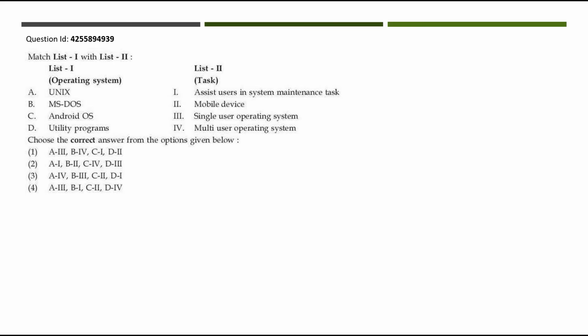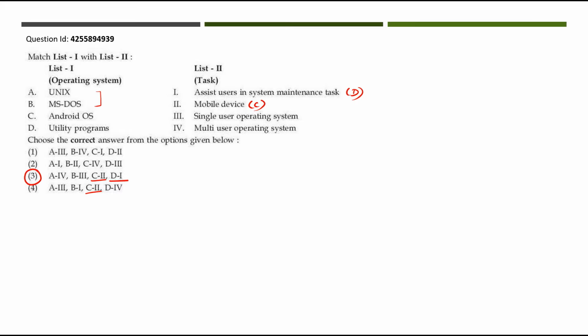Next question, match list 1 with list 2. List 1 has the operating system and list 2 has the task. Unix, MS-DOS, Android OS, utility programs. We know Android OS is for mobile device. C will be definitely mapping to 2. C2 is available in 2 of the options. Single user OS, multi-user OS, it should be between these two. When you take utility programs, it is to assist, it means to help users in system maintenance tasks. So D will be mapping to 1. D1 is available only here. So with that itself we can mark option 3 to be the right answer.